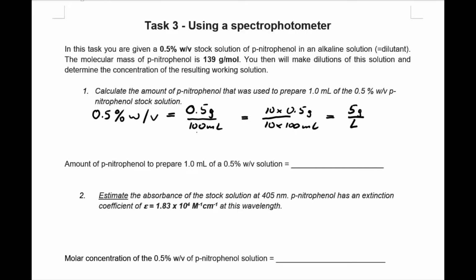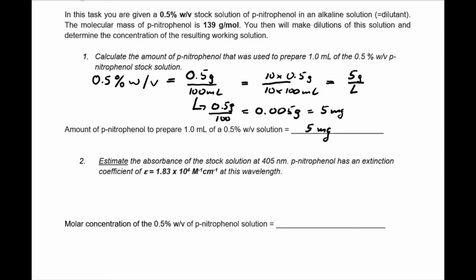I can also just simply divide this here by factor 100. And then I would get how much I needed for 1 milliliter. So that would be 0.5 gram divided by 100. That would be 0.005 gram, which also would be the same as 5 milligram. So I need 5 milligrams of the substance for 1 milliliter of solution.